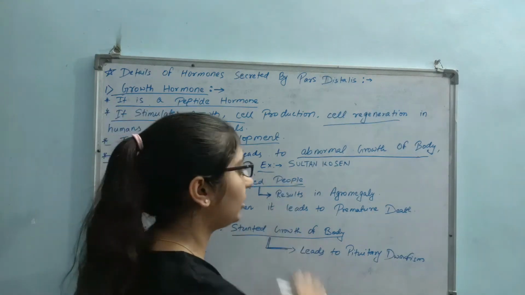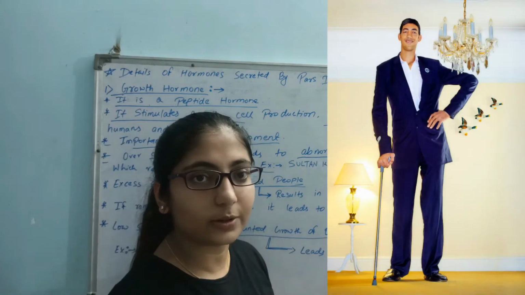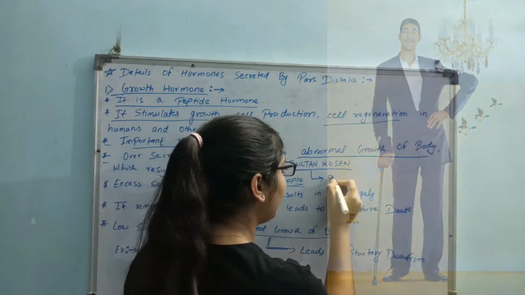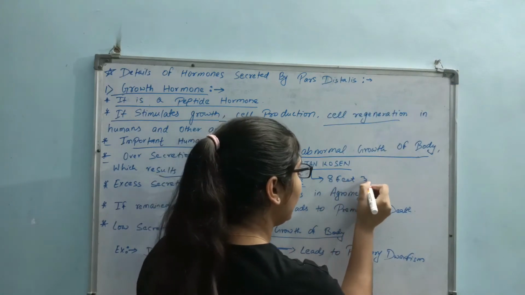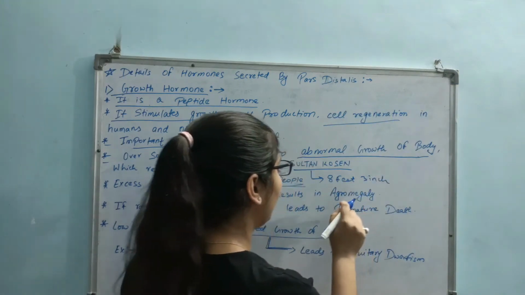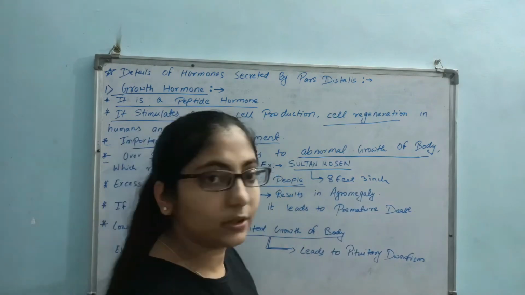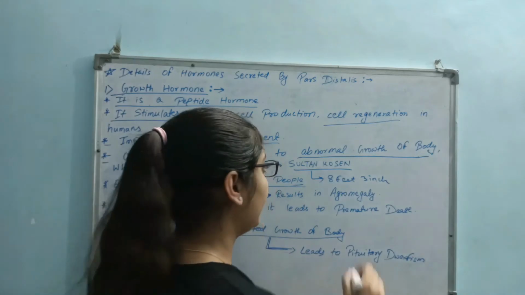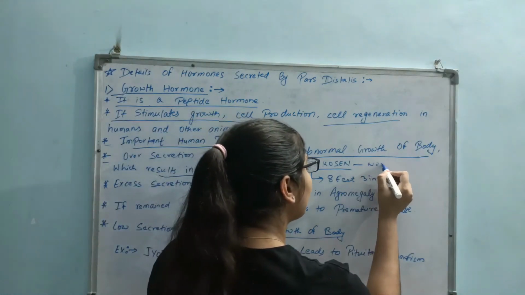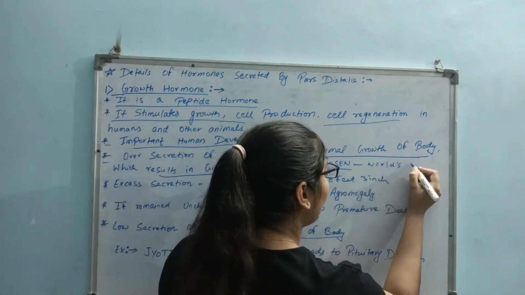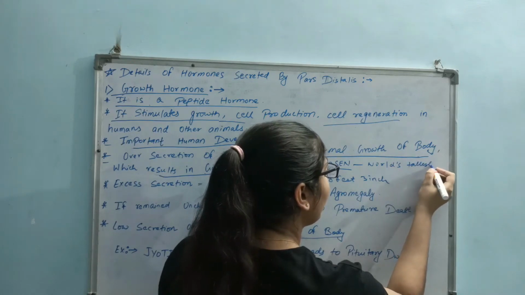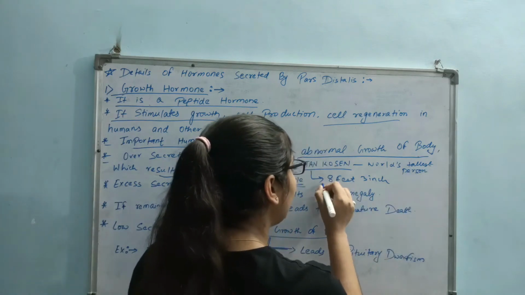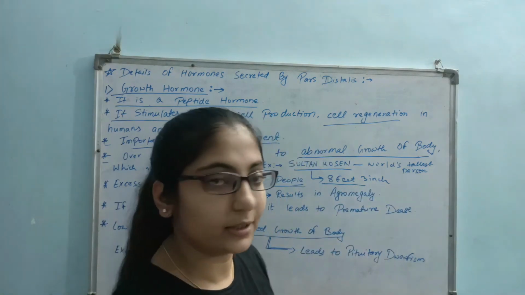For example, you have heard the name of Sultan Kosen. His height is 8 feet 3 inch, so he is called the world's tallest person. He is suffering from gigantism.